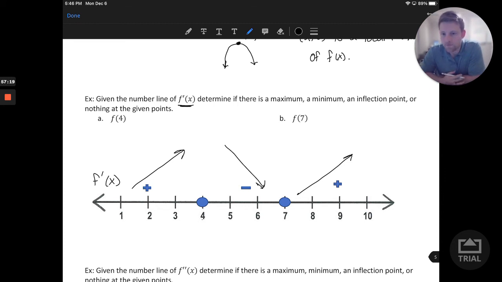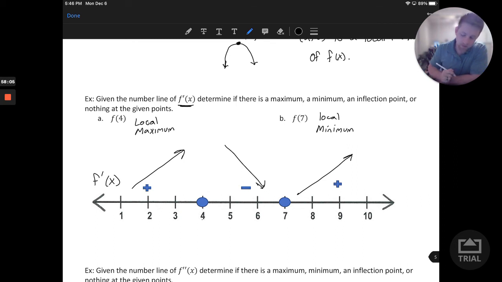At the value f of 4, it looks like at that point of the function, we actually have a local maximum. We will have a local maximum here, because by definition, we go from a positive derivative to a negative derivative. In a similar statement, we could say that f of 7, at that point in the function, we will have a local minimum, because we go from a decreasing portion of our function to an increasing portion of our function. So we can call that a local minimum value.